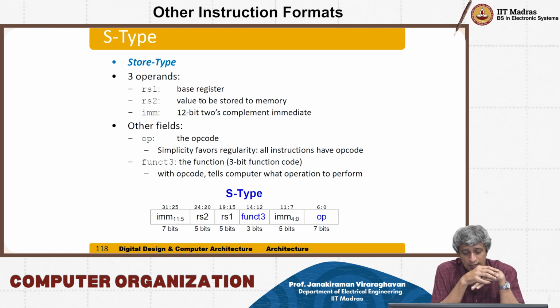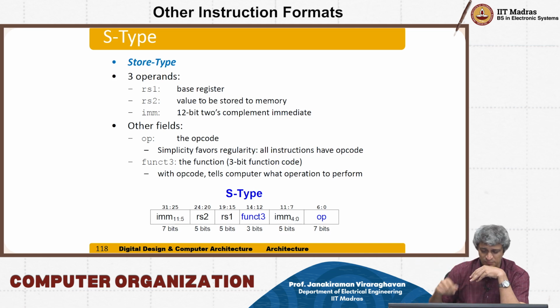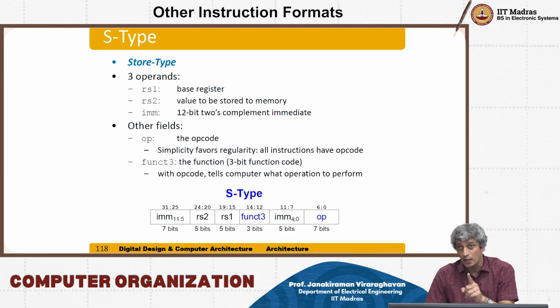Now the other fields are of course the opcode, and function 3, which again tells you what to perform. Usually it's an addition operation only that we do, because you can encode negative numbers also, so you just do addition and you get away with it. So you have immediate 4 to 0. Remember here, there is no destination register. We are not writing into one, so bits 7 to 11, which was the destination register for R type, I type, and load also, doesn't exist here.